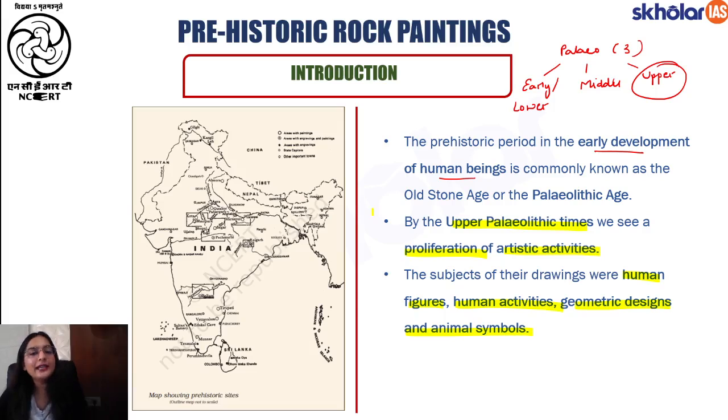Now moving on to the next slide, before moving on to the next slide, I would like to point out that in your NCERT, a very important map at the beginning of this chapter has been given, which is showing all the prehistoric sites wherein areas with paintings or engravings etc. have been found. So you have to go through this particular map. It will be very helpful for you guys, as we also get map based questions in our optional examination.